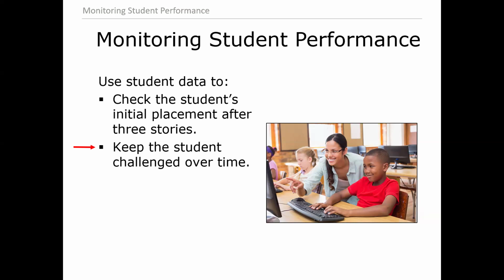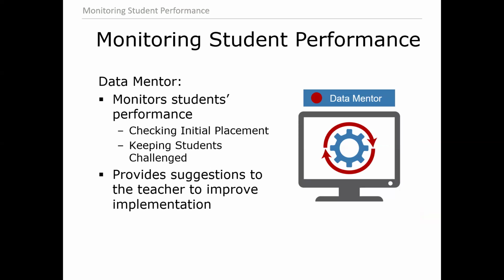Now, just like in checking initial placement, keeping students challenged over time has a support system built in called Data Mentor. So Data Mentor provides suggestions to the teacher on whether or not the student should have a higher or lower level, a higher or lower goal. Data Mentor is available at the final pass review work page, and I'll show you some screenshots of that. It's also available at any time through the teacher menu from the student module, and I'll also show you some screenshots of where that is located in case you're unfamiliar.